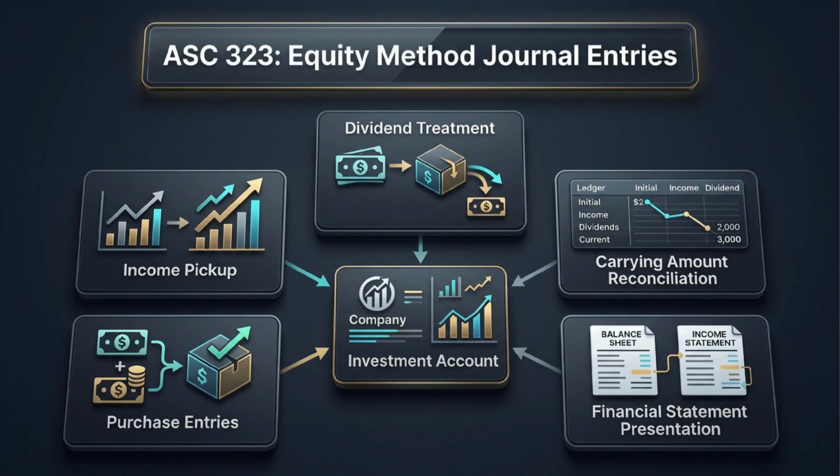In the first two videos, we decided when ASC 323 applies and when an investment can behave like common stock, even if the legal label says something else. Now we finally open the accounting engine. This video is about the core journal entries: the purchase entry, income pickup, dividend treatment, carrying amount reconciliation, and presentation.